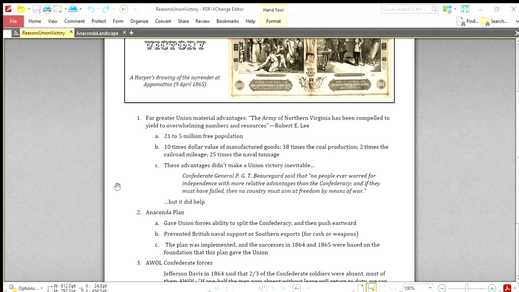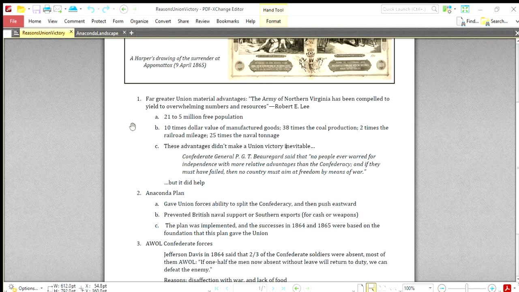The first factor on the chart would be the greater production of the Union. The North was where the manufacturing was. The South was predominantly agricultural. This meant that the Union had more people and more supplies for their troops, and Confederate General Robert E. Lee was aware of this. In the letter explaining his surrender to his subordinates, he wrote that the Army of Northern Virginia has been compelled to yield to overwhelming numbers and resources.